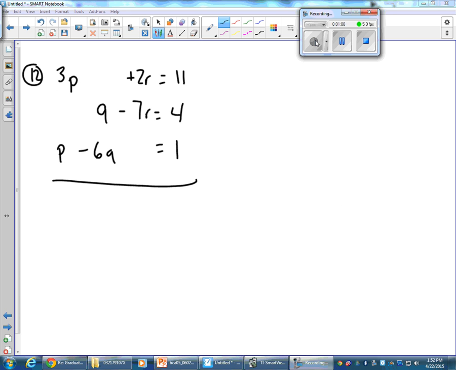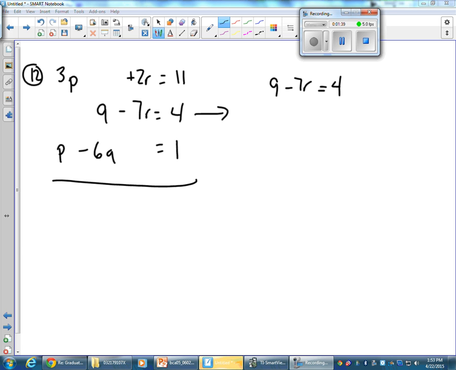All right, number 12 is a little different because the top equation has a P and an R, the second equation has a Q and an R, and the third equation has a P and a Q. So I've got to decide what variable it is that I want to eliminate, and then I can do that. So, for example, this one has Q minus 7R equals 4. What if I just kept that one, and then I figured out a way to use the top equation and the bottom equation to get rid of P.